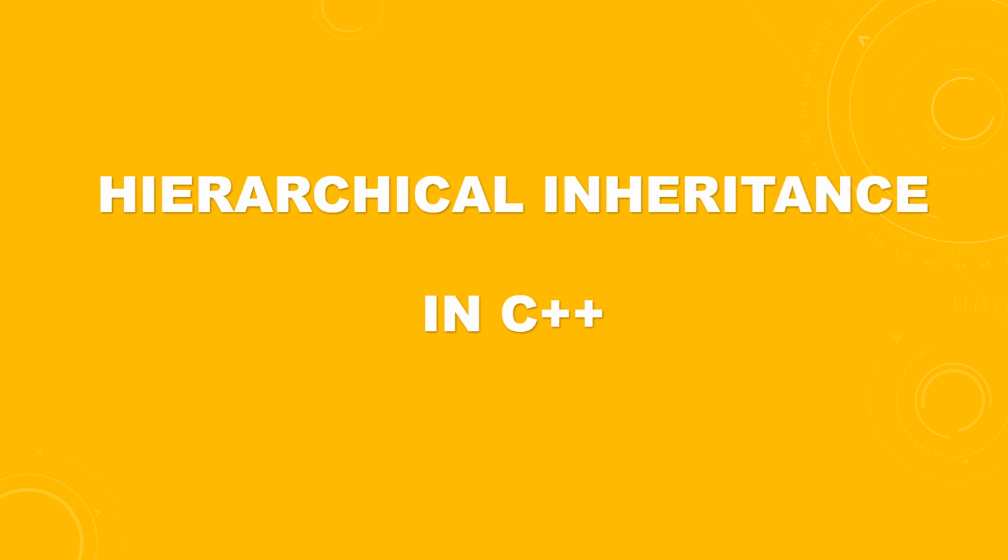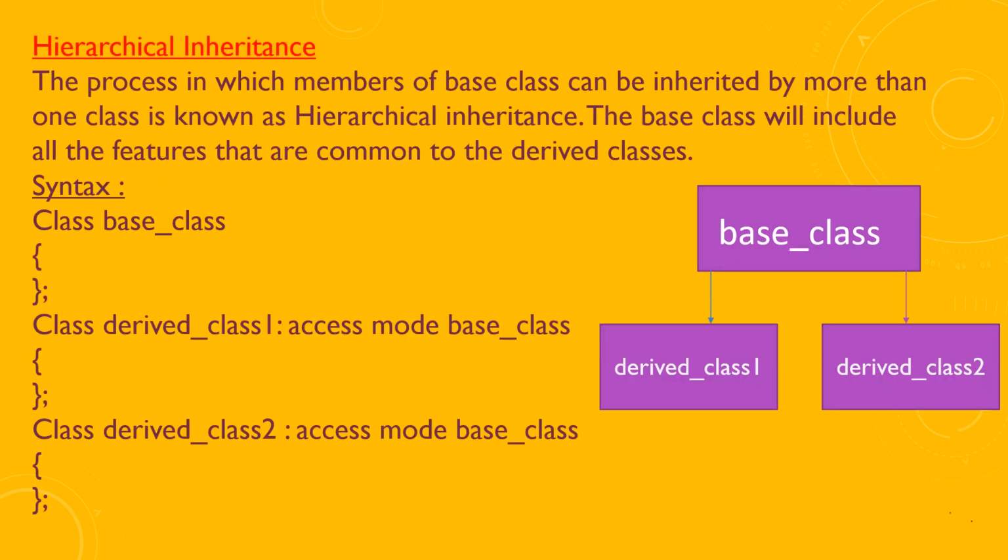Hello students, today we will see the topic hierarchical inheritance in C++. So in this inheritance we will see that it is the process where the members of the base class can be inherited by more than one class. And in this the base class will include all the features that are common to the derived classes.